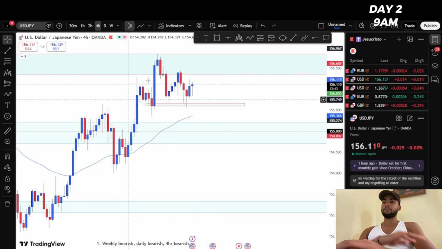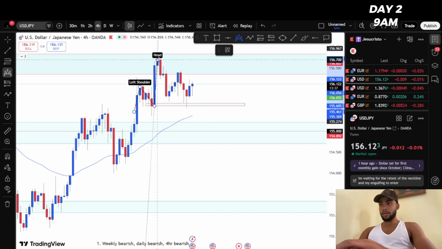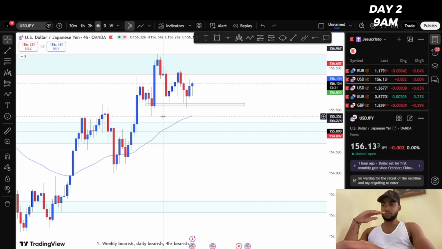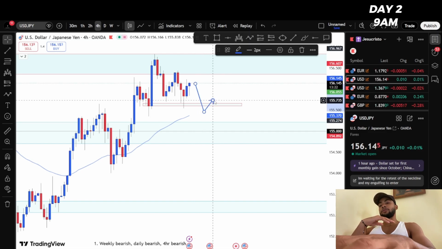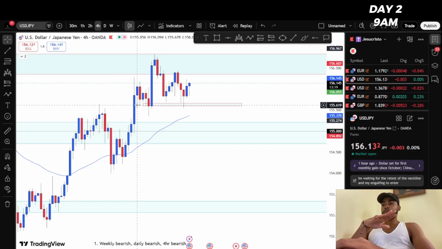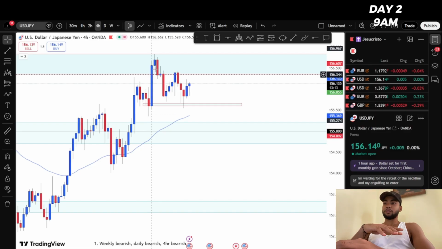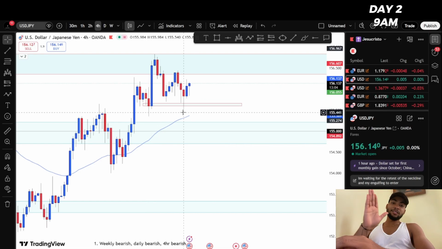USDJPY, I'm just waiting for the head and shoulders to be confirmed. We got the left shoulder, the head, and the right shoulder. It is not a confirmed head and shoulders just yet because price has not broken the neckline. As soon as price breaks the neckline, it is a confirmed head and shoulders. It will also tell me that this trend is going to shift from bullish to bearish, because this is the higher high and this is the higher low right here. So as soon as price breaks the neckline, the trend is going to shift from bullish to bearish.